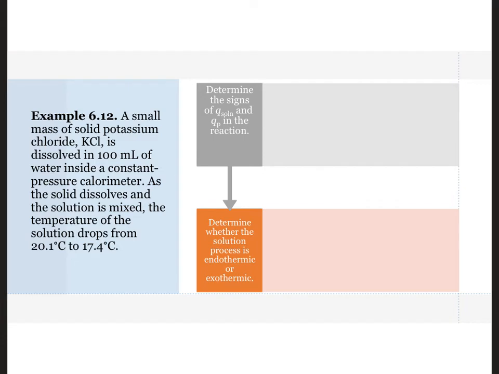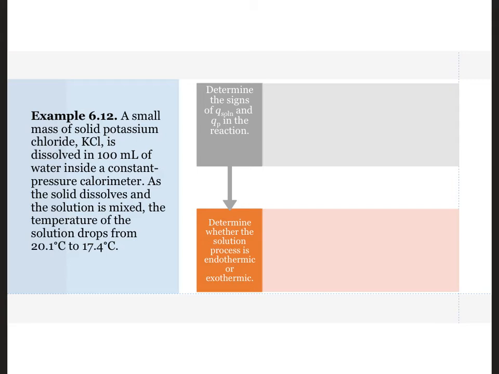Suppose we dissolve a small amount of potassium chloride in 100 milliliters of water inside a constant pressure calorimeter. While the solid is dissolving, the temperature drops from 20.1 to 17.4 degrees Celsius. We're asked to determine the signs of Q solution and Q under constant pressure, and to decide if the reaction is endothermic or exothermic. Let's examine the evidence.